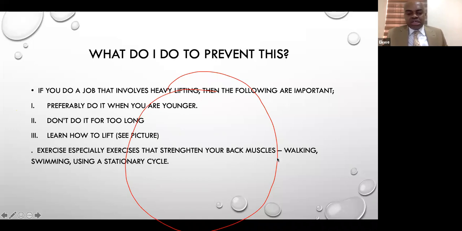Exercises are good. Walking, swimming, using a stationary cycle. Having a sedentary lifestyle that doesn't allow you exercise is going to make you more vulnerable to back pain.